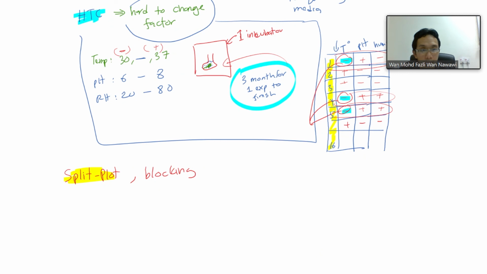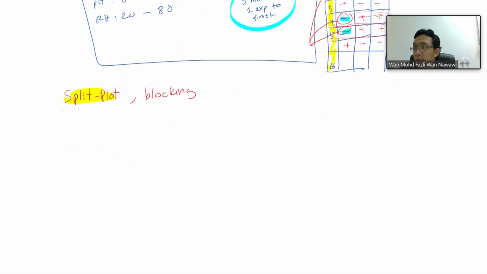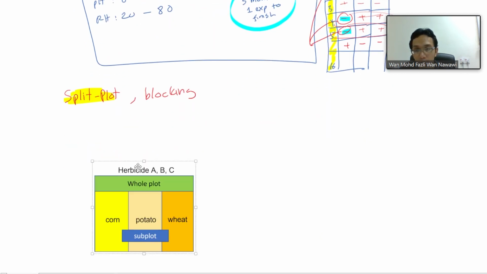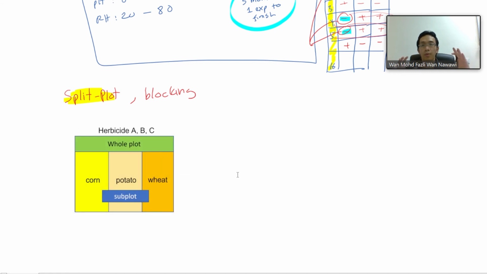So the idea for the split plot is this. For example, let's say you have the whole plot like this, and then you want to test herbicide for corn, potato, and wheat. Let's say you want to use herbicide A. You try to spray herbicide A here, and then you want to spray B. So B you want to spray here.